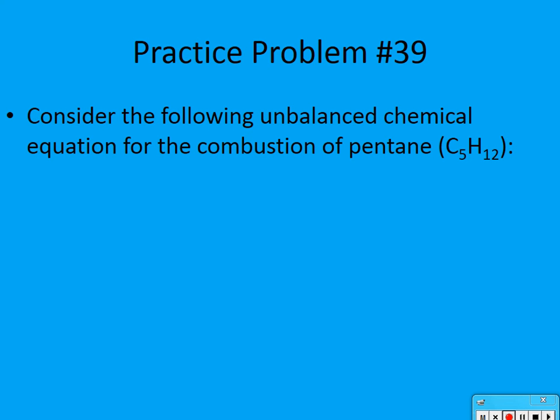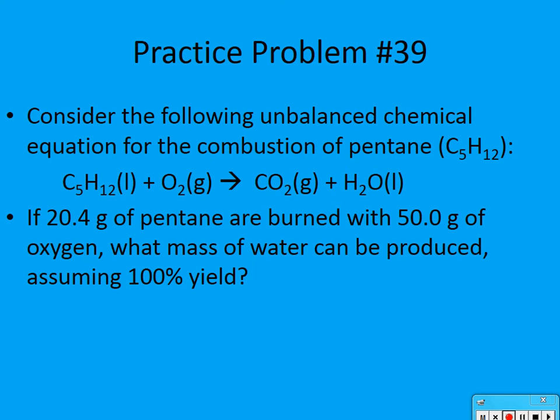Let's see if we can go through this one a little bit faster. It says, consider the following unbalanced chemical equation for the combustion of pentane. Okay, and then it says that 20.4 grams of pentane are burned with 50 grams of oxygen. What mass of water will be produced assuming 100% yield? Okay, you guys got to help me out on this one. Let's go fast. If we were going to balance it, what would you guys do?